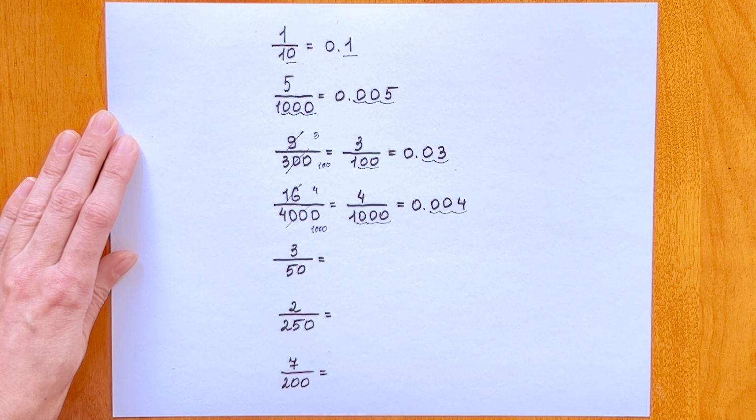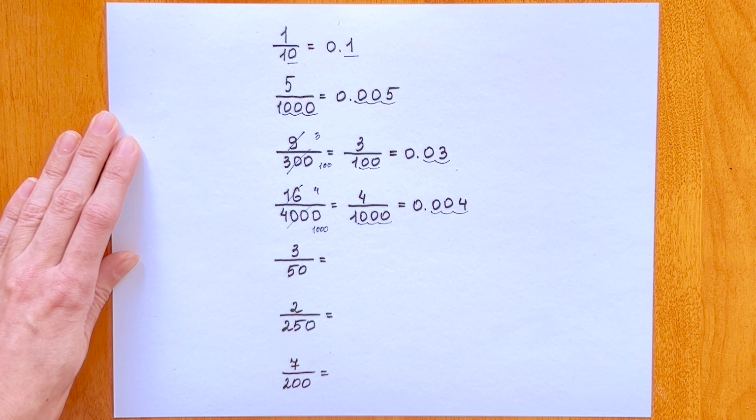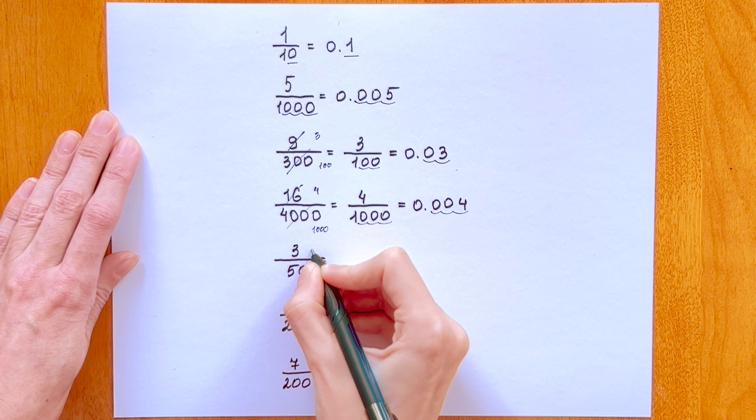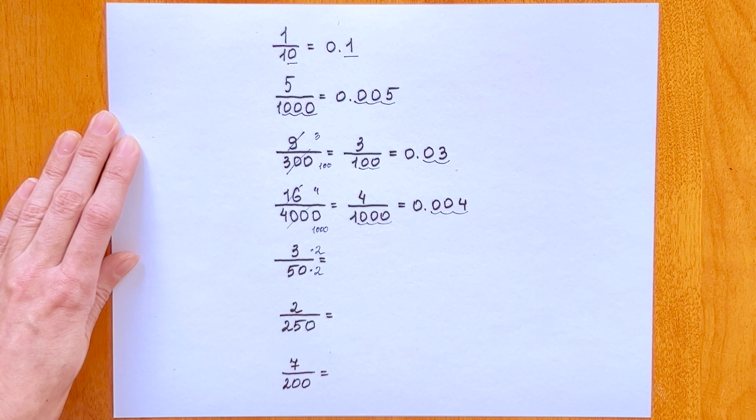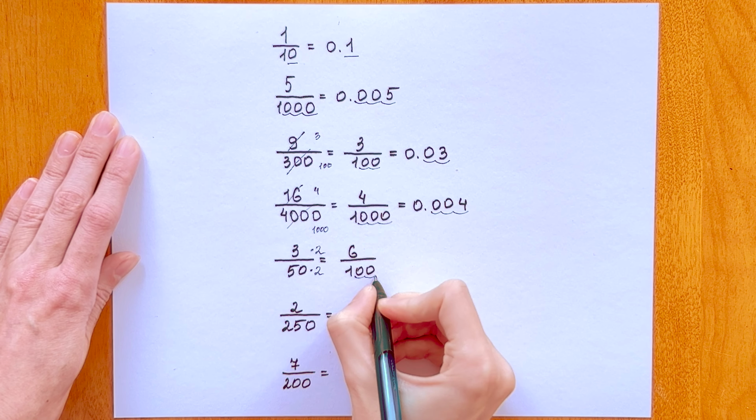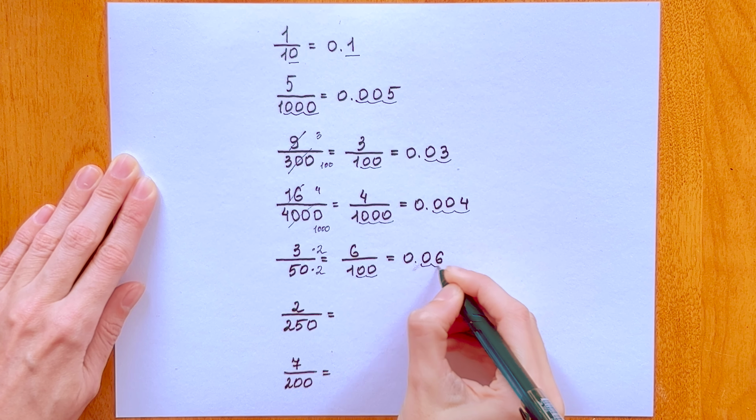In the next example, we can no longer reduce, but we need to change the denominator somehow. So let's multiply the denominator by 2 and do the same thing to the numerator. Now we get 6 hundredths. The 100 has 2 zeros, so the answer will also have 2 digits after the dot.